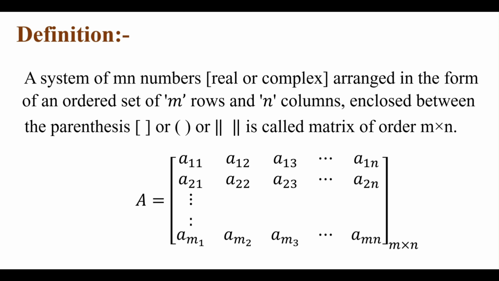If all the elements of a matrix are real, then the matrix is said to be a real matrix. And if it has complex elements, then the matrix is said to be a complex matrix.